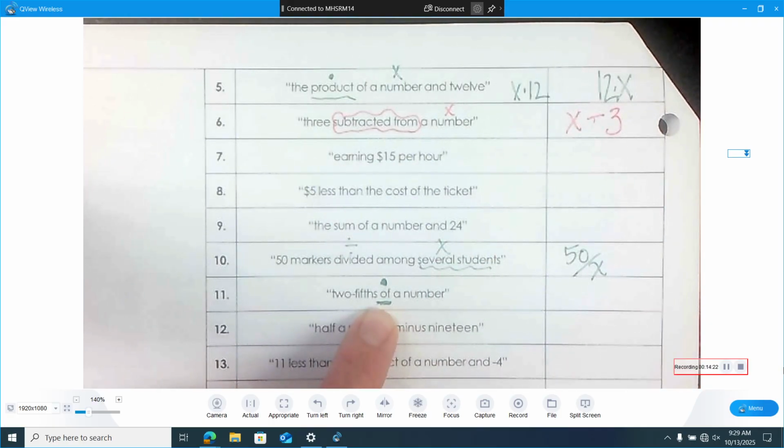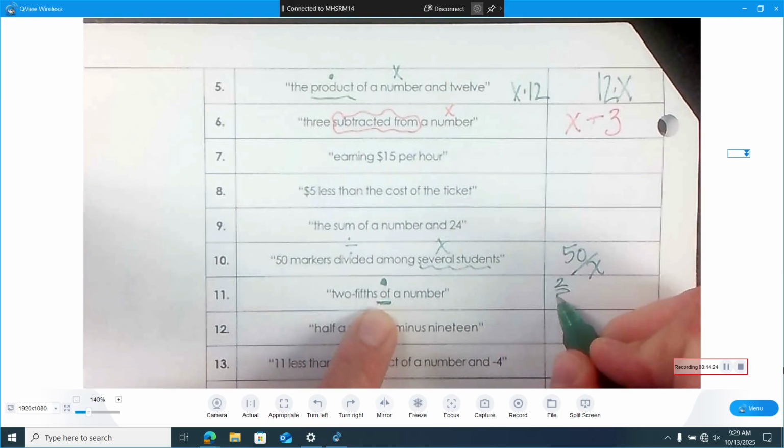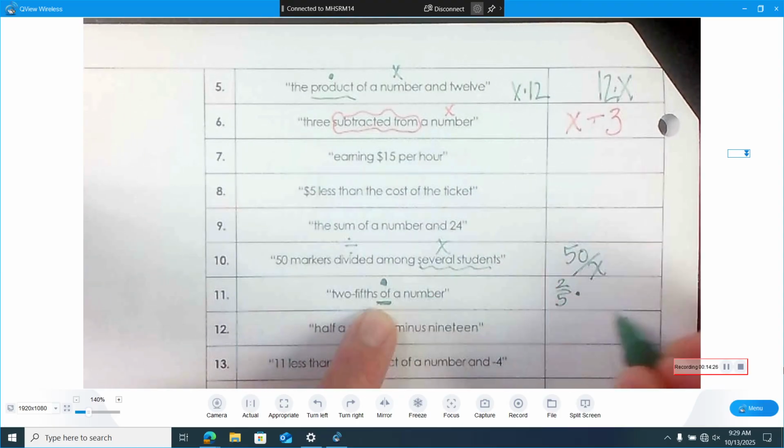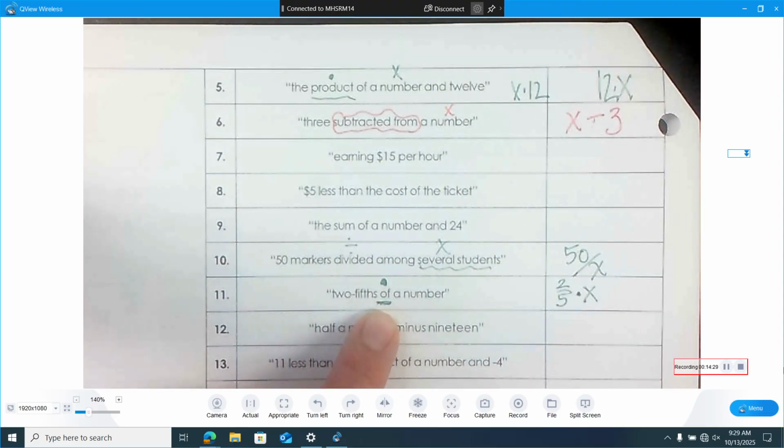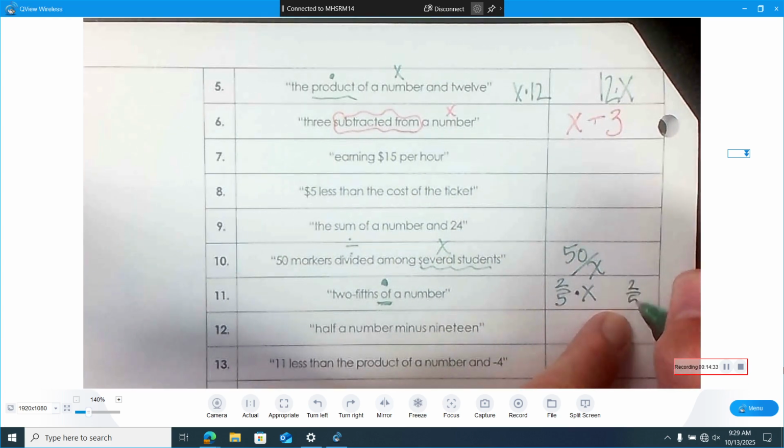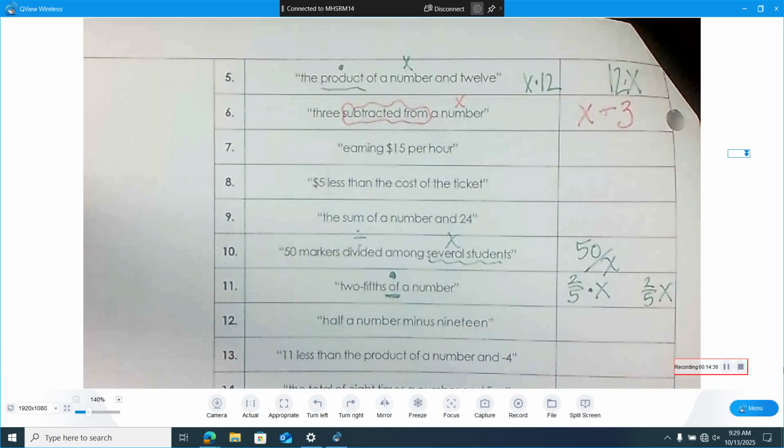Multiplication. There should be 2/5 times some number, which we're going to call x. 2/5 times x. We could just write 2/5 x. It would mean the exact same thing.